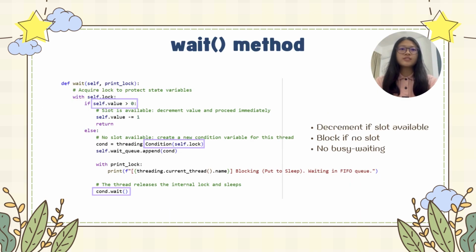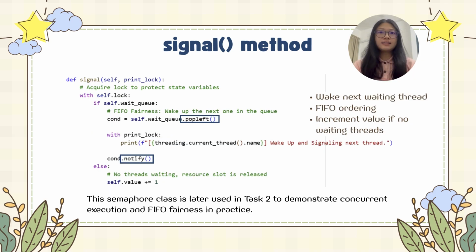When a thread calls the wait method, it checks whether a resource slot is available. If no slot is available, the thread is placed into a first-in, first-out queue and put to sleep using a condition variable, avoiding busy waiting. The signal operation releases a resource slot. If there are waiting threads, the semaphore wakes the next thread in first-in, first-out order, ensuring fairness.